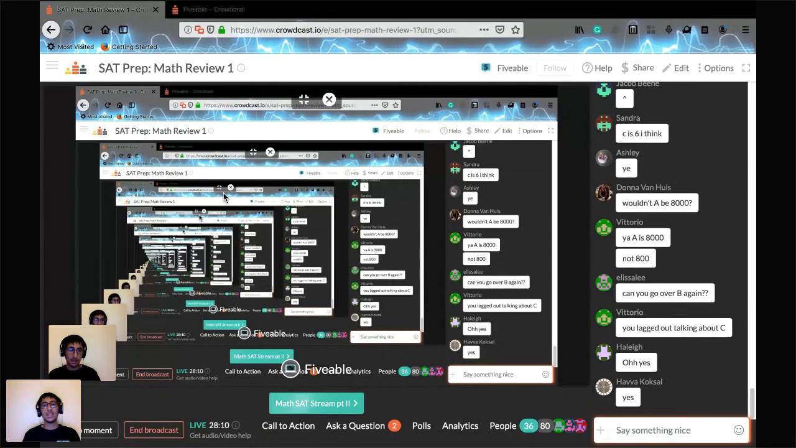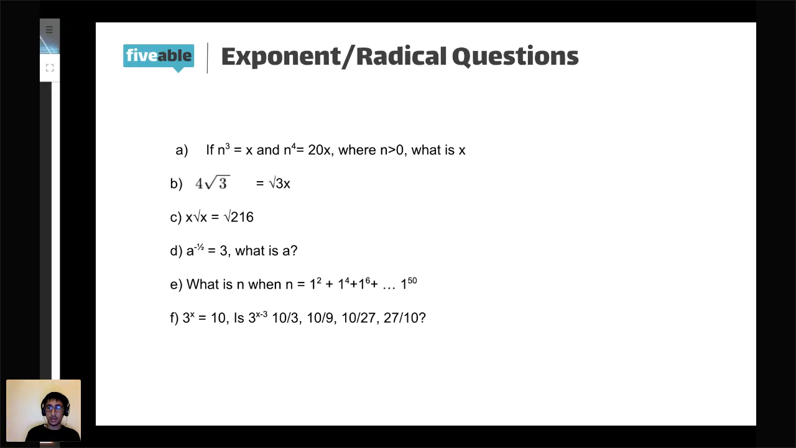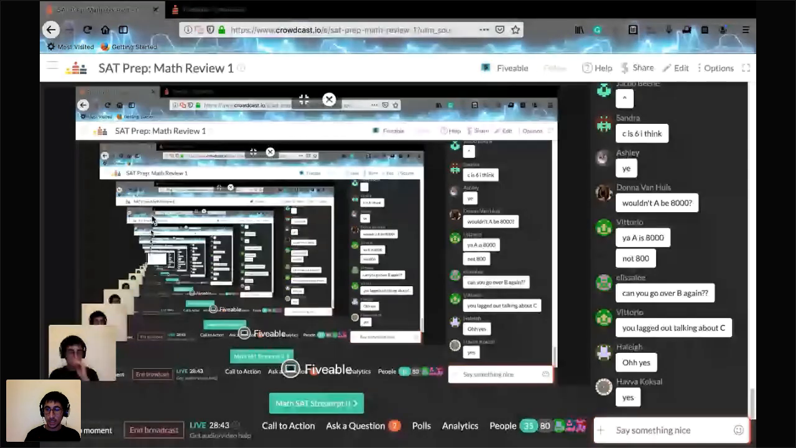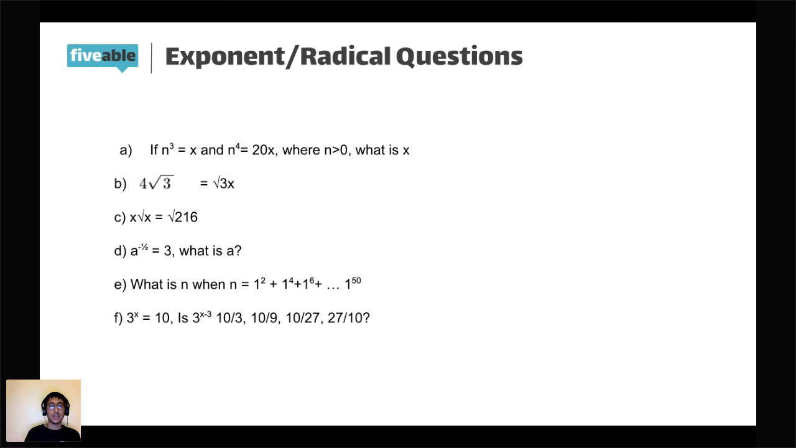So we can bring the exact same concept into question C with x squared. If we want to bring the outside x in, we'll have to square it. So x squared times x is x cubed. So inside we have x cubed, and so we have the square root of x cubed equals the square root of 216. So then we know x cubed equals 216. And so what's the cubic root of 216? That's 6. All right, so did you guys get question C? All right, great. Let's go to question D now.